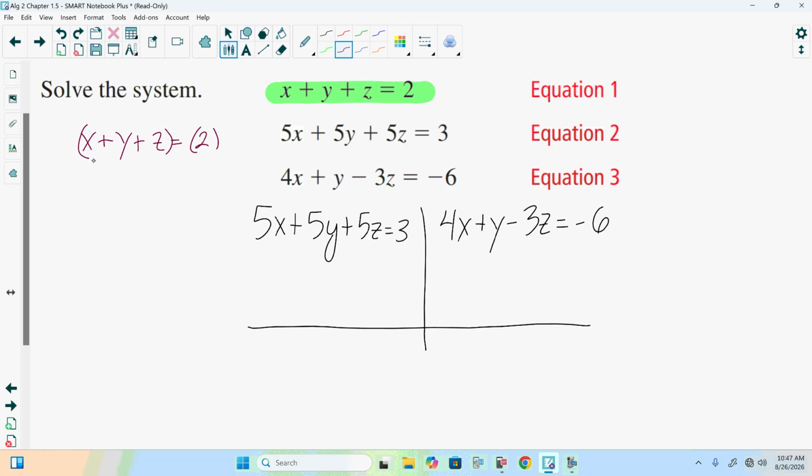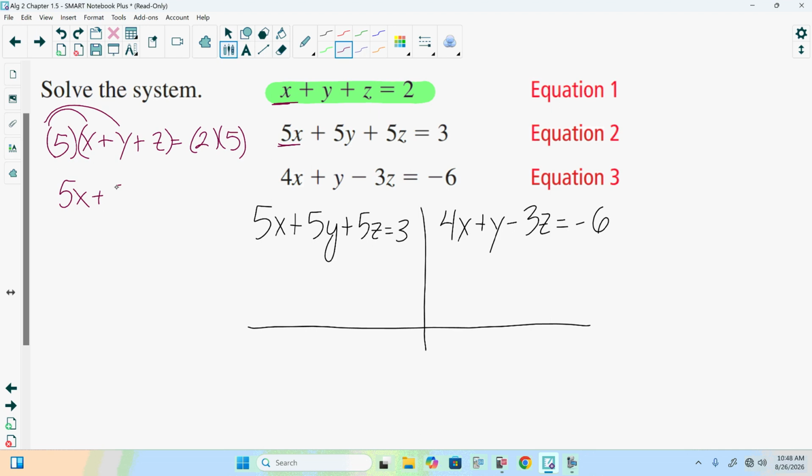Now, it doesn't matter which equation we eliminate the x out of first, because we're most likely going to end up doing it for both. If we start with the one on the left, what do we need to multiply x by to get it to be 5x? We need to multiply by 5. So we come over here, we're going to multiply the entire equation by 5. 5 times x is going to give us 5x.